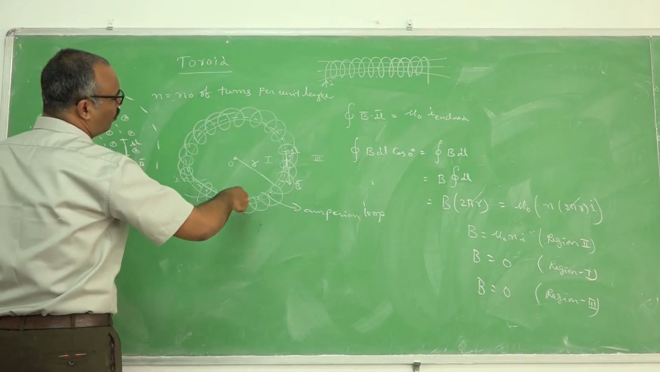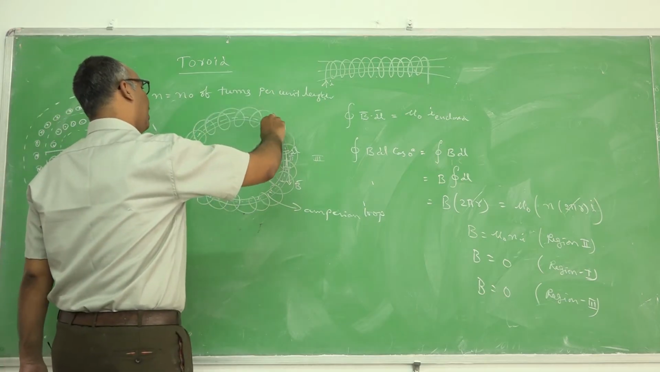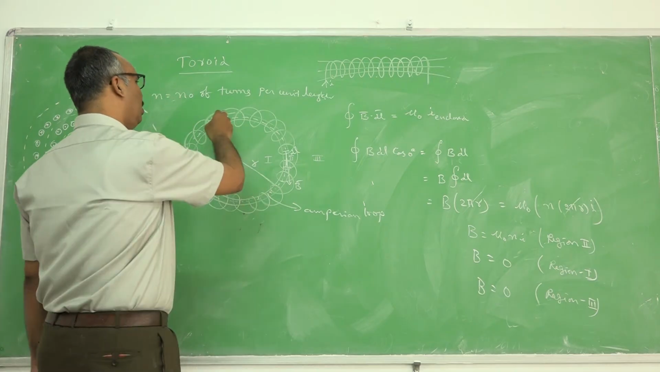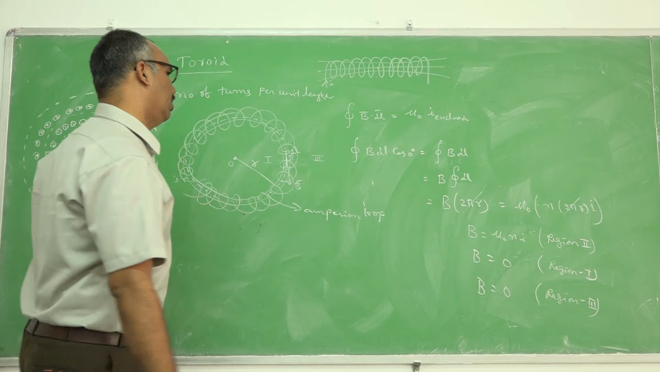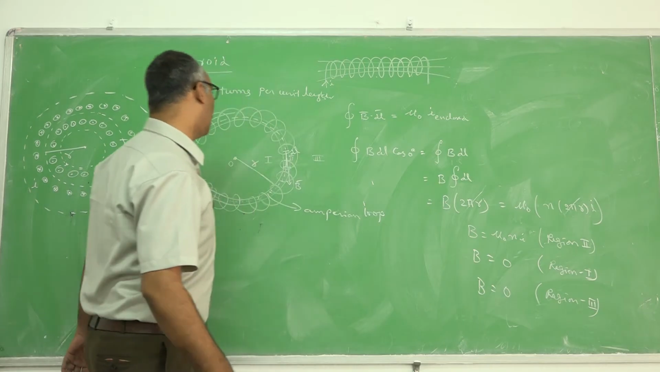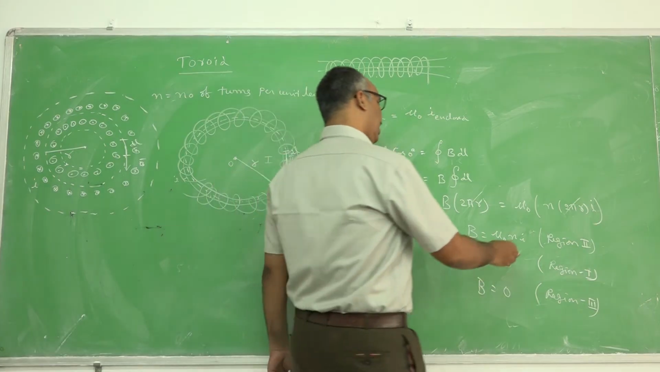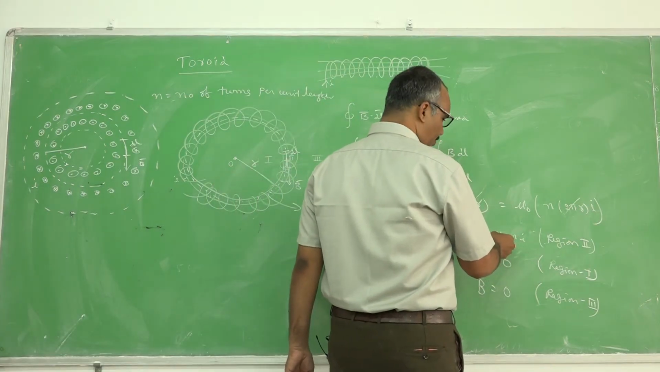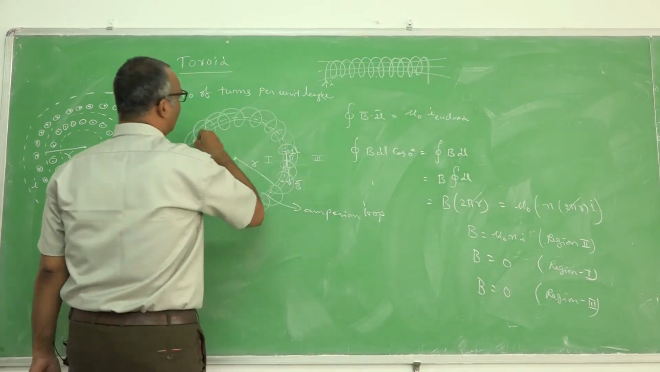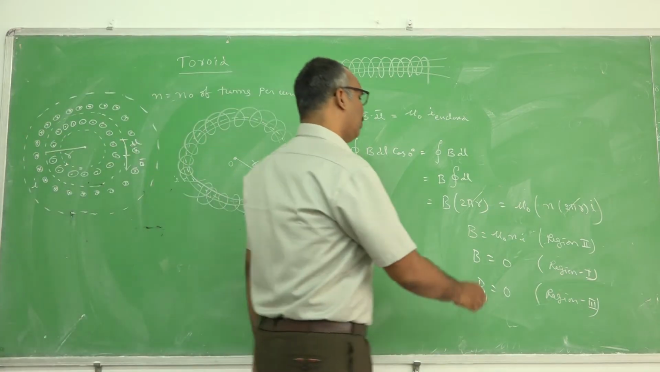That means a uniform circular magnetic field is provided, and the entire magnetic field is confined within the core of the toroid. The strength of the magnetic field at any point within the toroid is mu naught N I. It is independent of the radius. Whether you consider the inner radius or the outer radius, it doesn't matter. It depends on the permeability of the medium in the core. Generally the core is filled with air, so you have to consider the permeability of air.